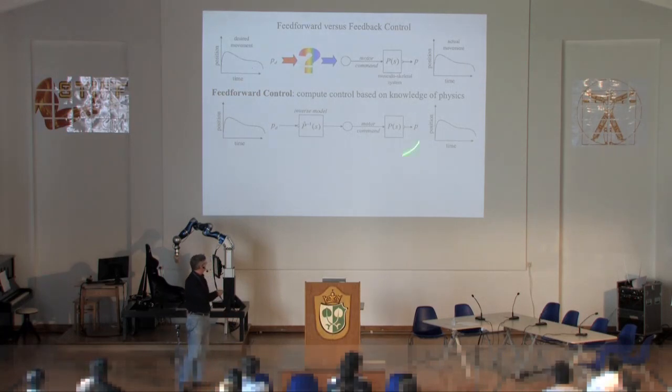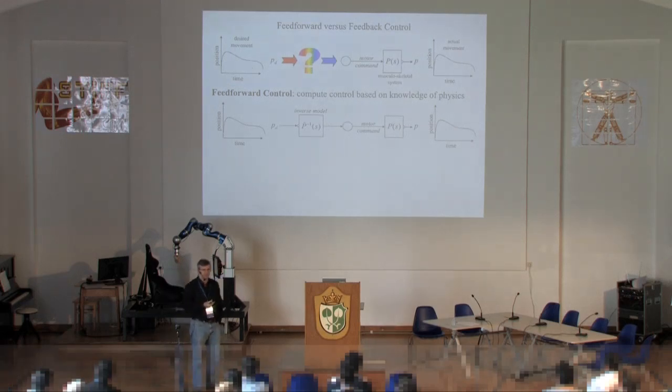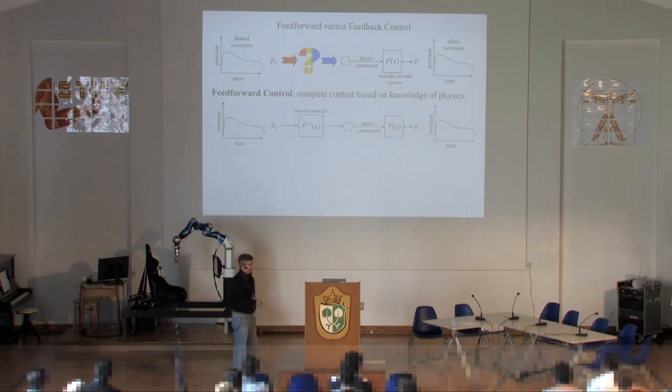control. Basically, you have your plant here, and what we said it was just a mass. And we know the dynamics of the system, F equals ma. And so what you can do is invert that. And so what you can imagine that the brain is doing is calculating the forces necessary to generate the movement that you want. Okay, and then sending those forces, those commands to the muscles in order to accelerate and decelerate the limb. So that's feed-forward control.